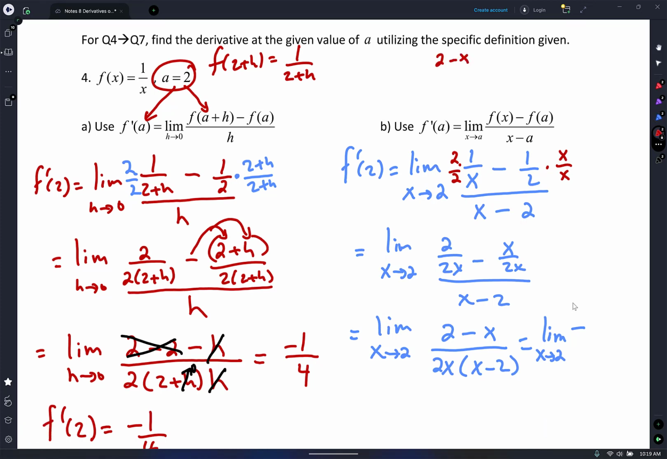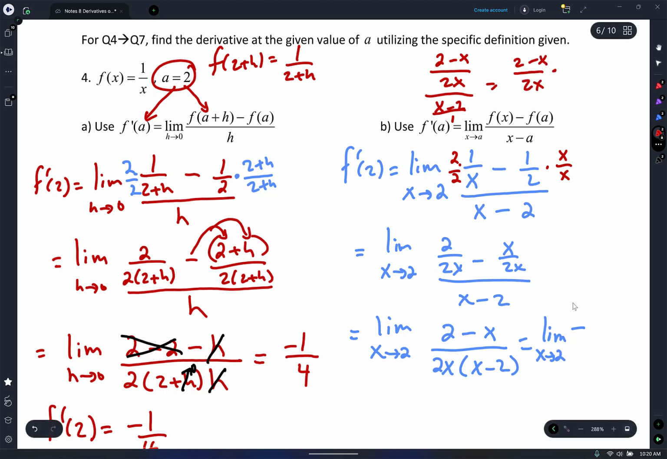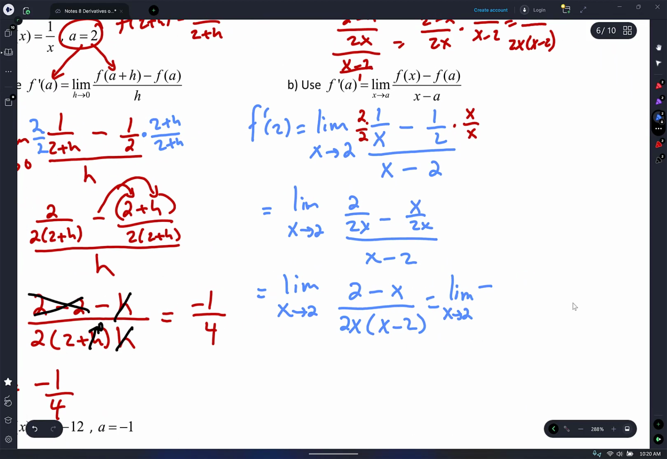2 minus x over 2x over x minus 2. So that's like x minus 2 over 1. So I did 2 minus x over 2x times 1 over x minus 2. So notice 2 minus x over 2x parenthesis x minus 2. Keep, change, flip again. Cool or not cool? All right, here we go.